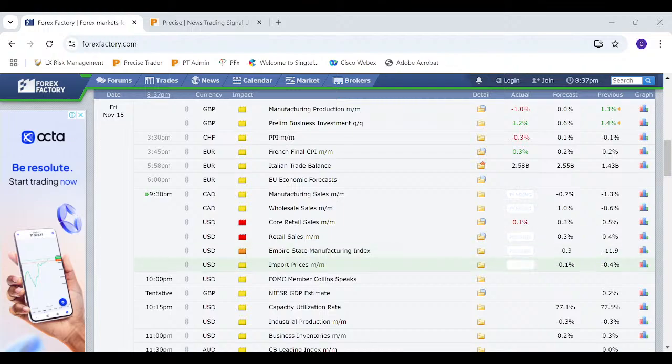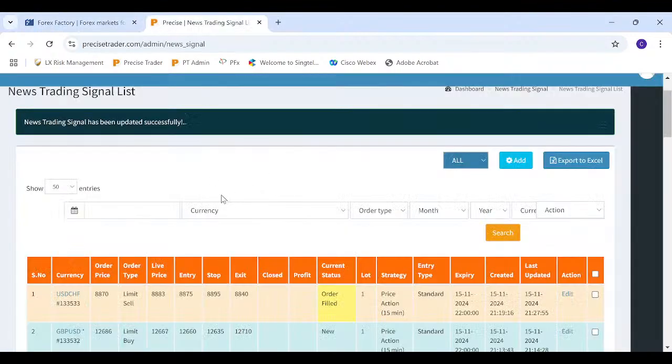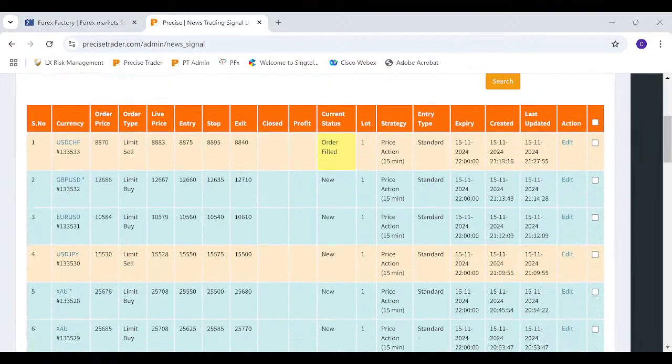Okay, like as I told you, we are expecting the data to be bad. I think it came out to be bad. Okay, now let's see. Let's see the pound. The 60, is it filled? Okay, let me see.